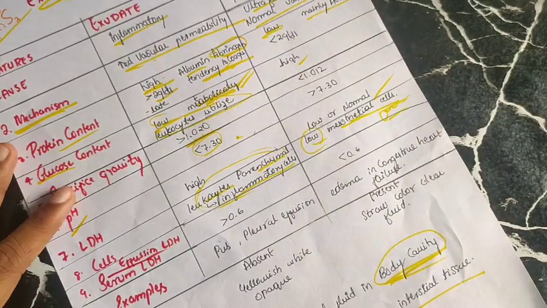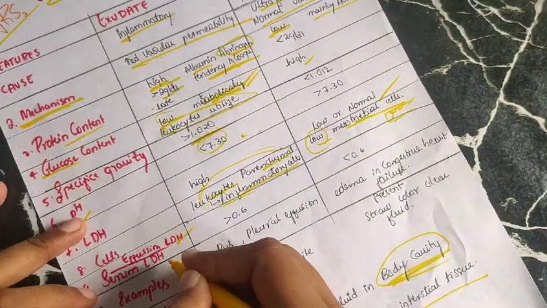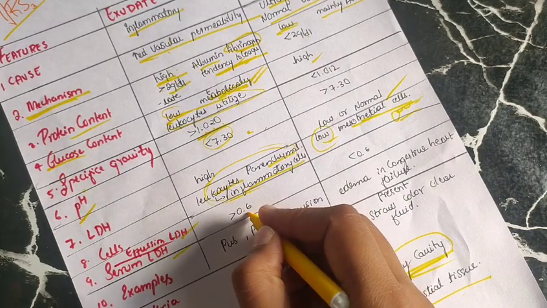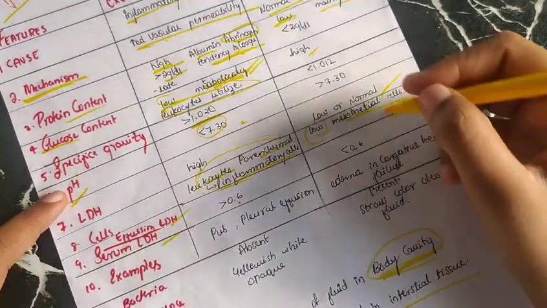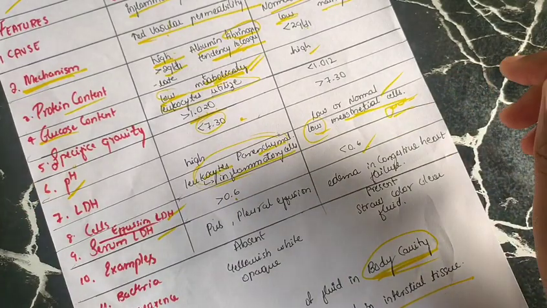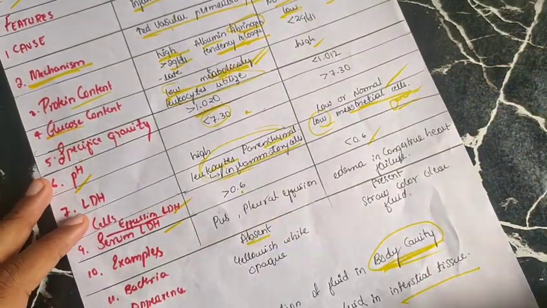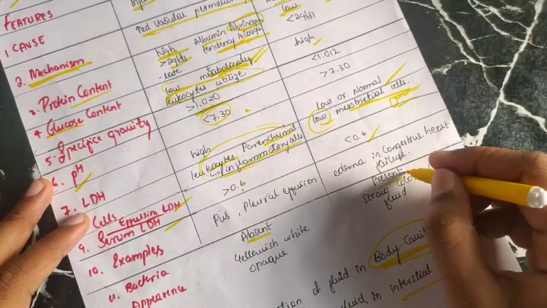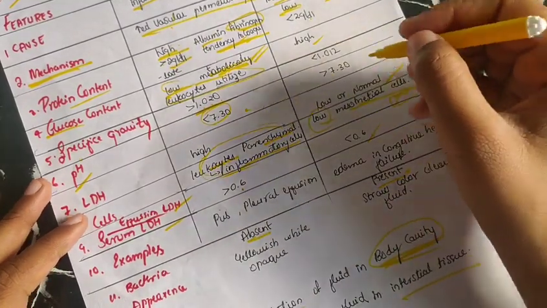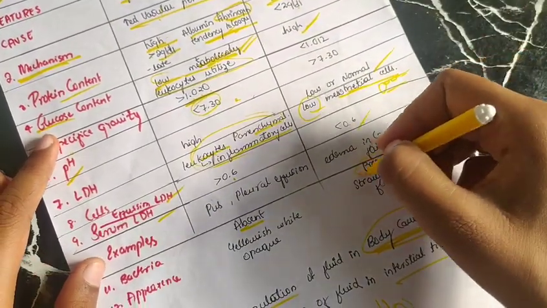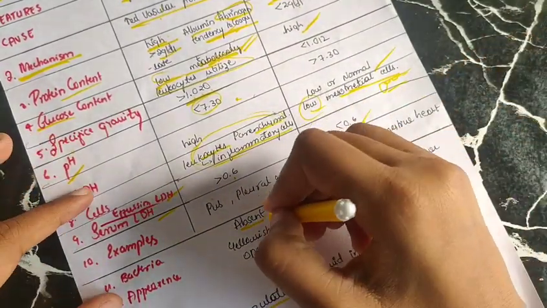And the ratio between the effusion LDH and serum LDH will be more than 0.6 in case of exudate, and in case of transudate it is less than 0.6. And bacteria will be absent in transudate, whereas they will be present in exudate because glucose is there, no? In this glucose concentration will be high, so the bacteria will come and accumulate. In exudate bacteria will be more, here bacteria will be less.